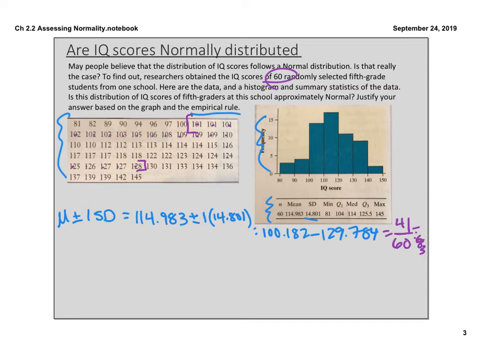I know that I'm at 68% of the data there. So within one standard deviation in either direction is 68% of the data. Check. Meets the first round of the empirical rule. So let's try the second one down.